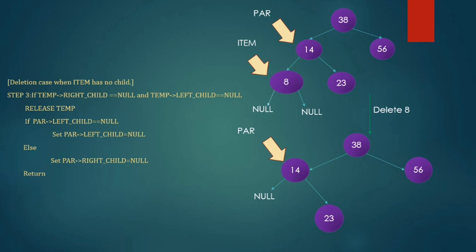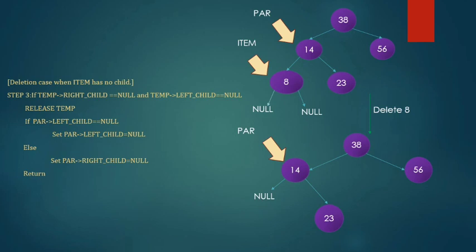In this tree we want to delete 8. 8's left child and right child are pointing to null, that is, it has no children. We would first delete 8 from the binary search tree, that is, give the memory back to the operating system. And finally, we make 8's parent node, that is 14's left child, point to null and return.